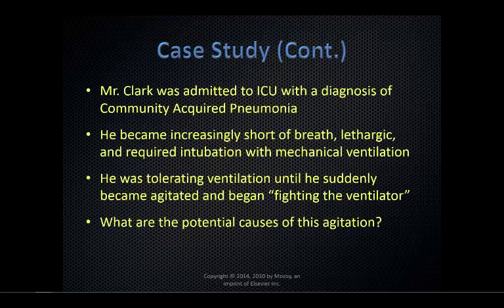So let's jump back on our case study, or a different case study. Mr. Clark was admitted to the ICU with a diagnosis of community-acquired pneumonia. He became increasingly short of breath, lethargic, and required intubation with mechanical ventilation. He was tolerating ventilation until he suddenly became agitated and began fighting the ventilator. What are the potential causes of this agitation? Okay, so we'll give you a second to think about the potential causes of his agitation.